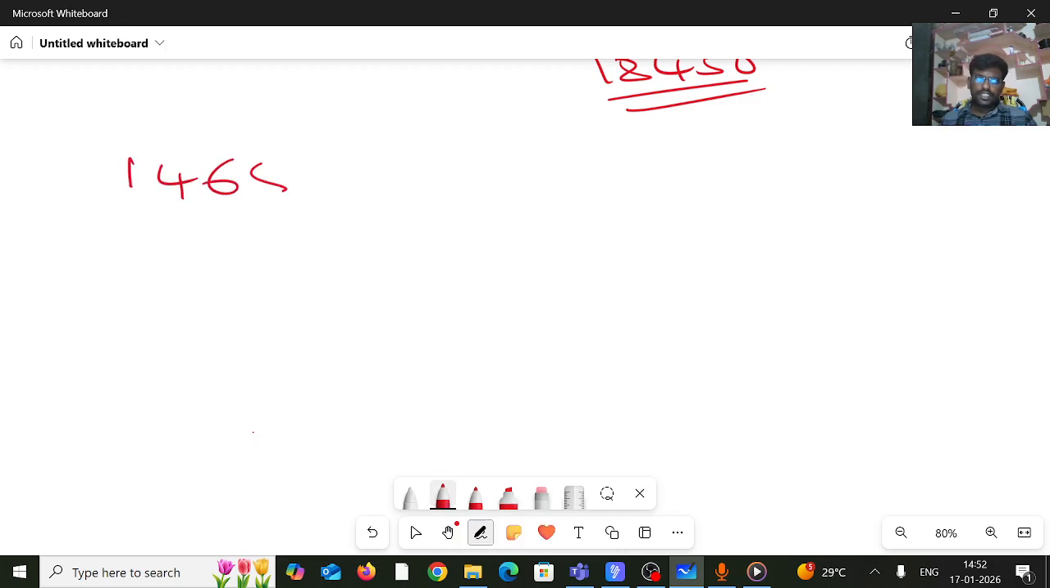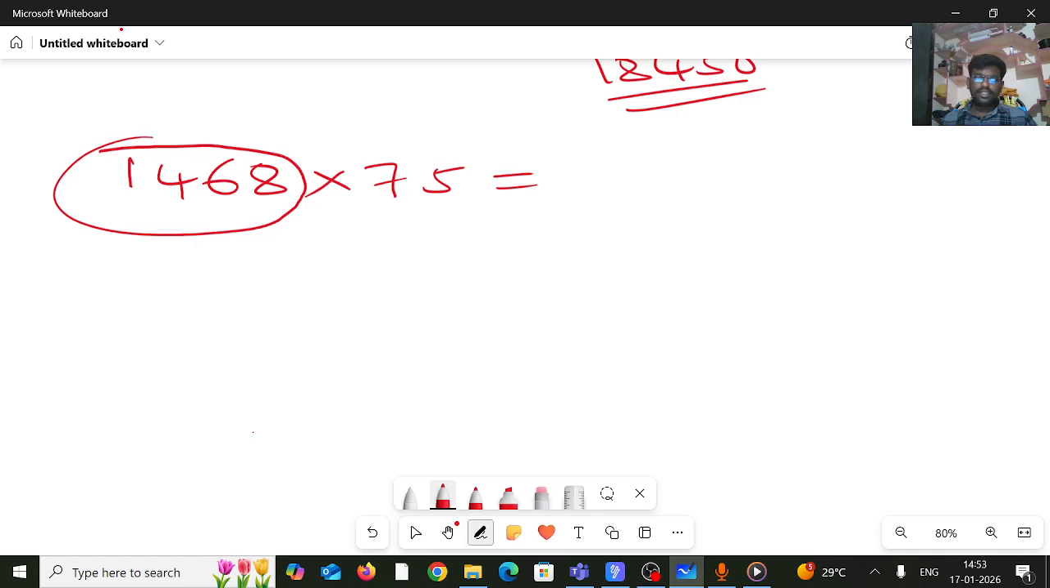1468 multiplied by 75. What is the first step? While we are multiplying a number by 75, take half of that number. What is the half of that number? What is the half of 1468?